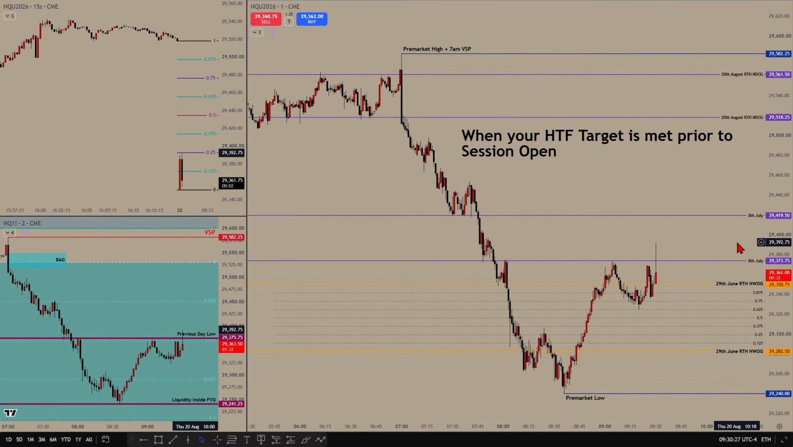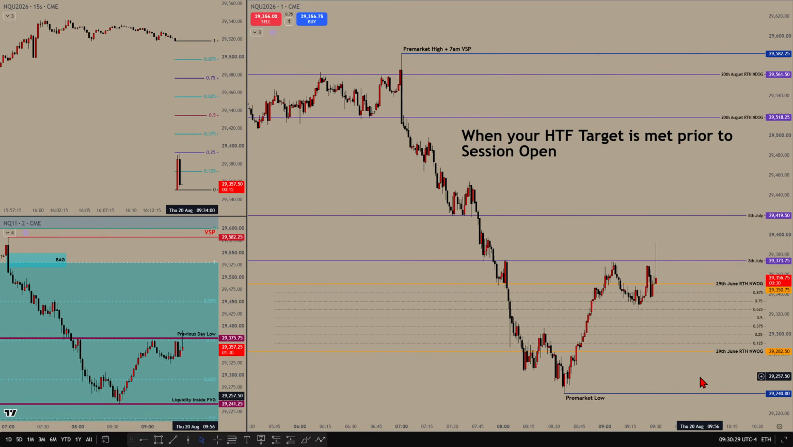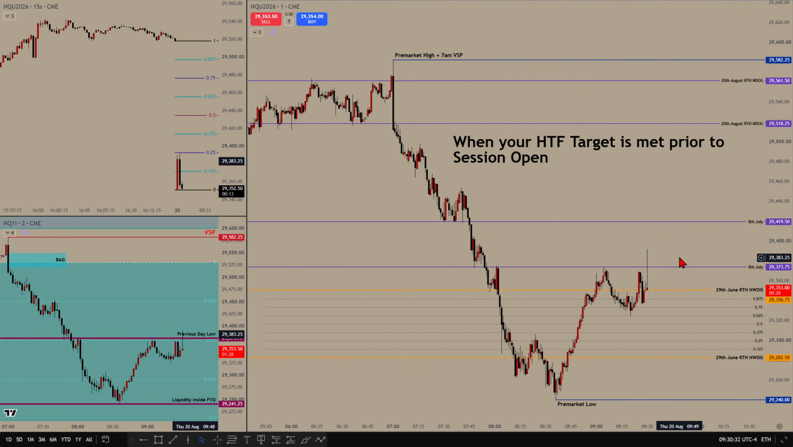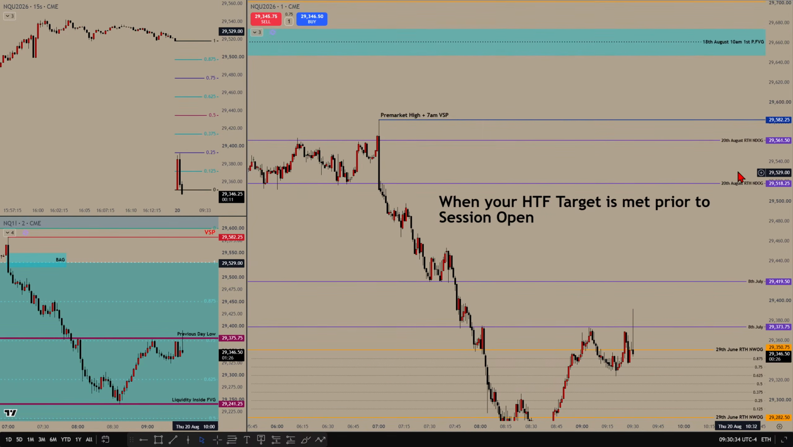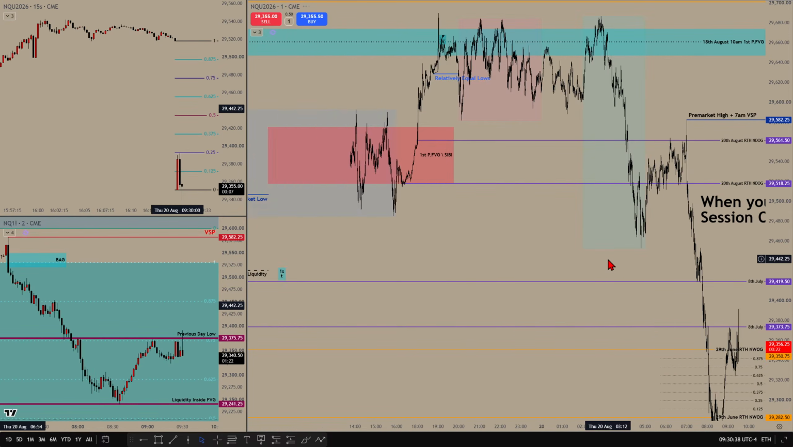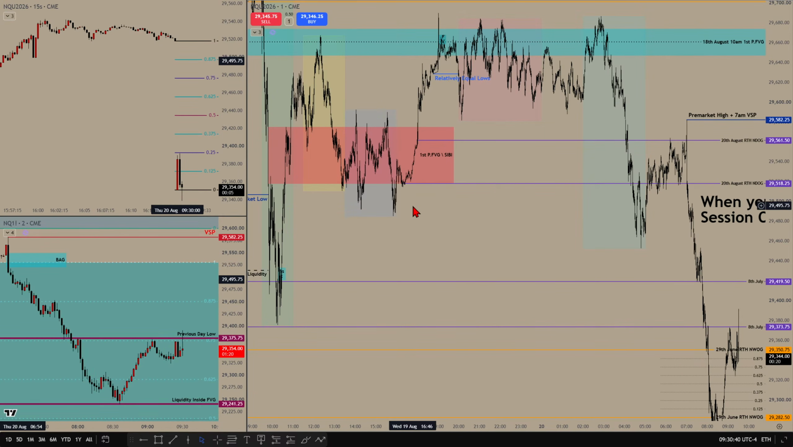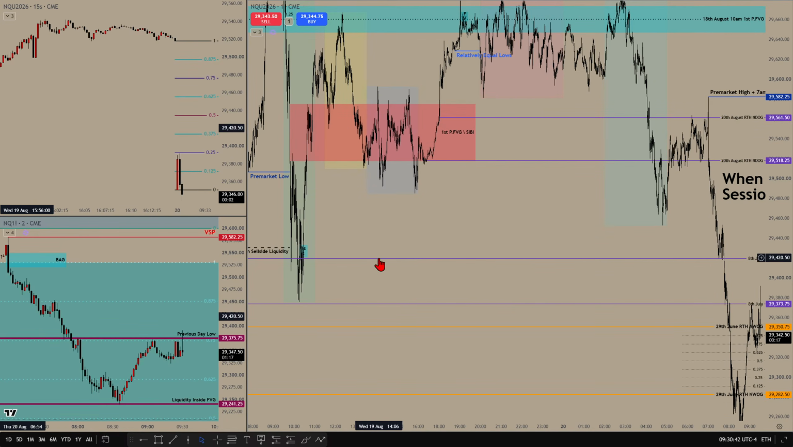Alright, so we're looking at some levels here. I've got an NWOG from June, crazy. I've got a July NDOG, and I've got a 20th August NDOG as well. There's today's NDOG. I'm not going to explain why I'm using the RTH NDOG because I've done it so many times before.